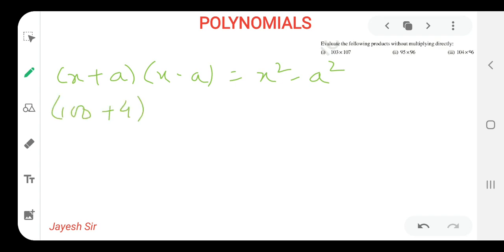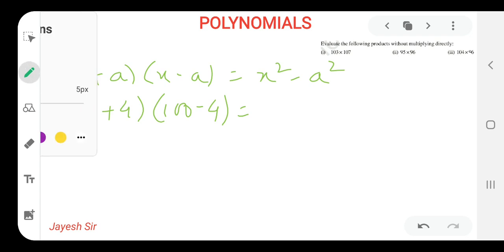This is 100 plus 4 and this is 100 minus 4. Why can this formula be used? Because the value of x is 100 and the value of a is 4. That's why I have used this formula, x plus a into x minus a. That's why it can be written as x square minus a square. Now we will put the value of x.